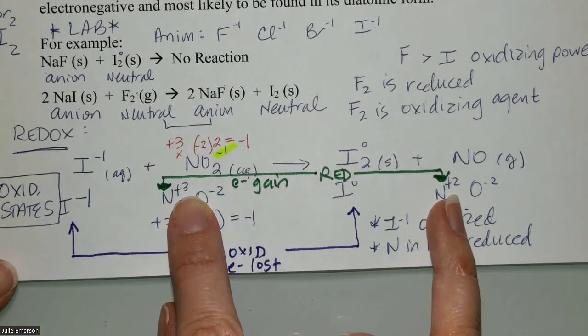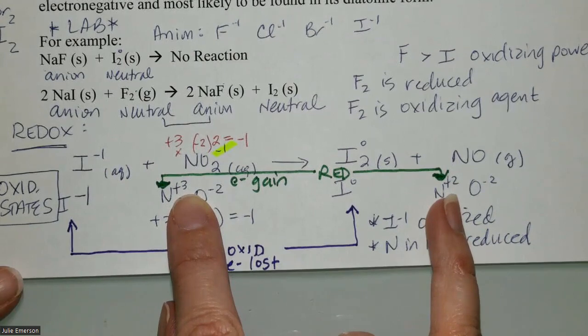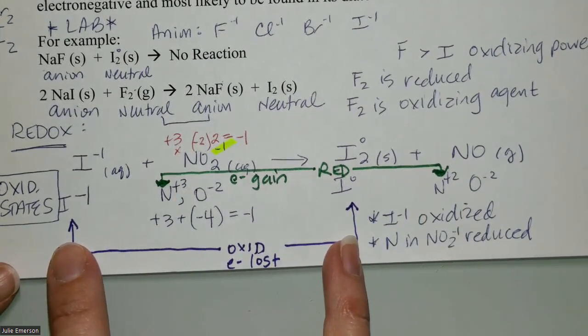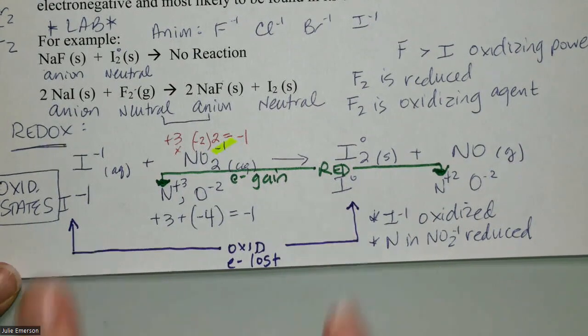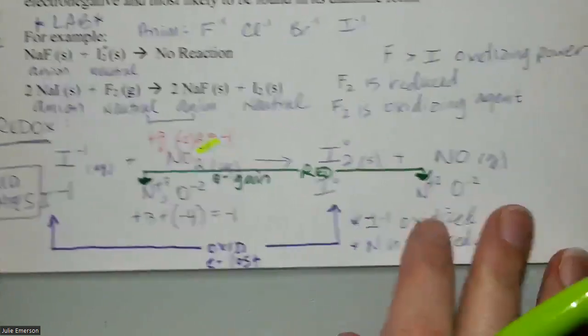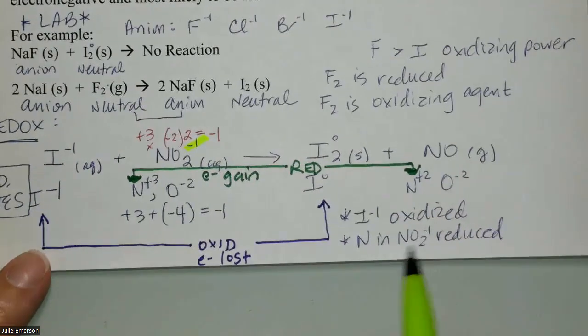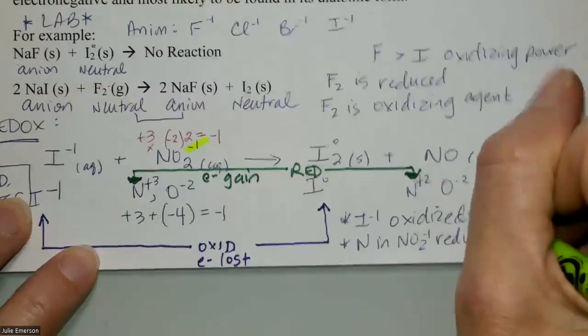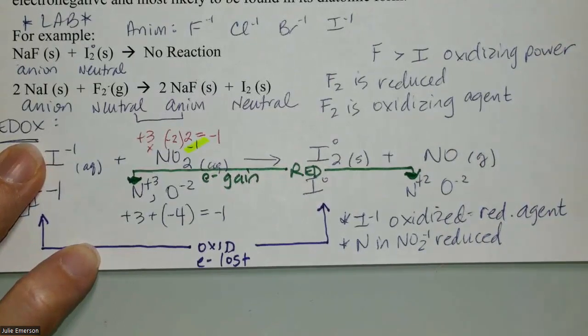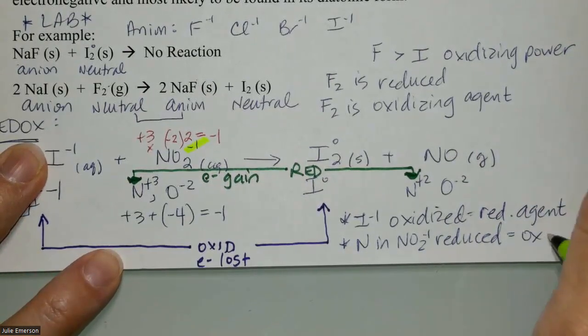So to go from a 3 down to a 2, that shows reduction. That means the other element that changed charge, in this case the iodine, was oxidized, and it's because the charge went up, became more positive. All right. Now, remember the terminology. When something is oxidized, that means it is the reducing agent. And when something is reduced, it means it is the oxidizing agent.